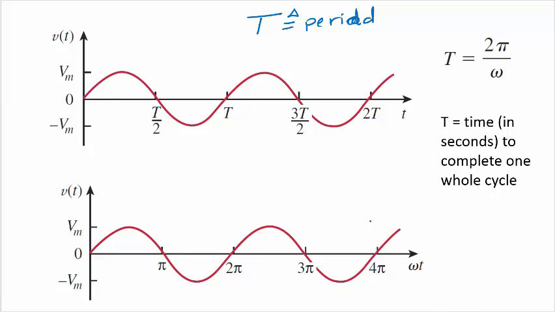So anyway, if I make my horizontal axis, just for the fun of it, omega times t, now that we're in pure radians, you see it's 2 pi radians to complete a whole sinusoidal cycle. And from that we can get this definition right here.